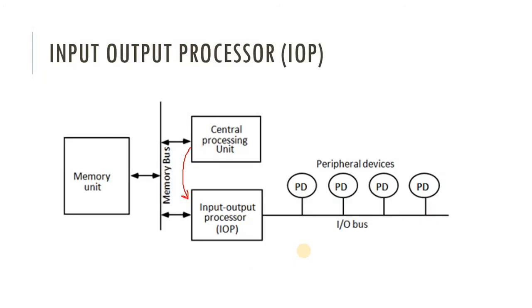So this is how the transfer between the memory unit and the peripheral device is done with the help of the input-output processor. Okay, so that is all about the IOP, input-output processor.